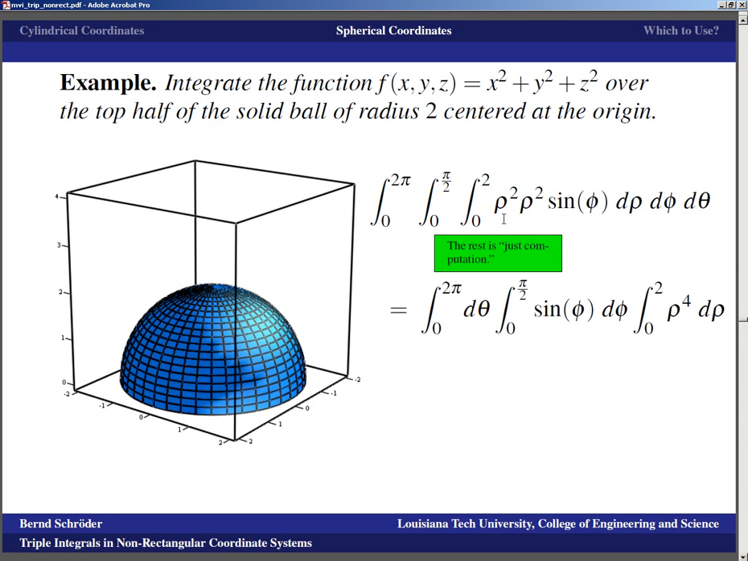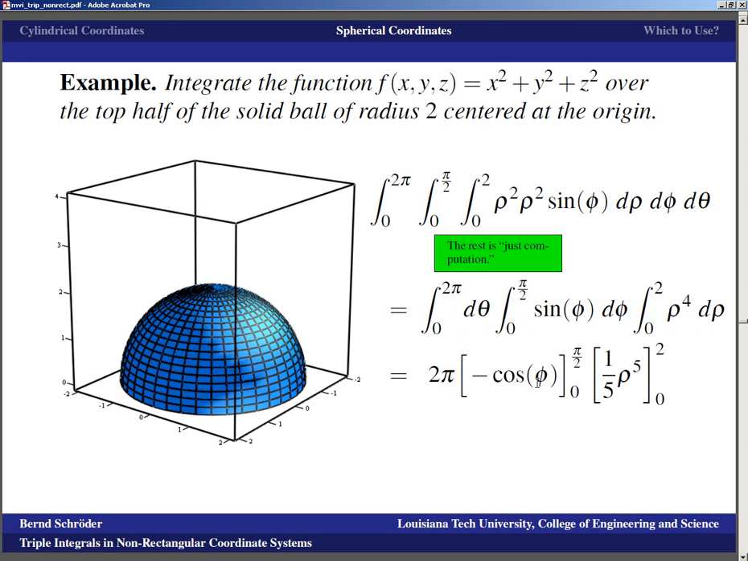We have that nothing depends on theta, so the integral with respect to d theta is just multiplied with all the other stuff. Then only sine phi depends on phi, which means we can factor out the integral with respect to d phi, and we get integral 0 to pi over 2 sine phi d phi. And rho squared times rho squared is rho to the 4th, so we end up with the integral 0 to 2 rho to the 4th d rho here. Those can all be computed separately, so we get 2 pi here, we get negative cosine phi from 0 to pi over 2, and we get 1/5 rho to the 5th from 0 to 2. Exactly. And so we've got the 2 pi there.